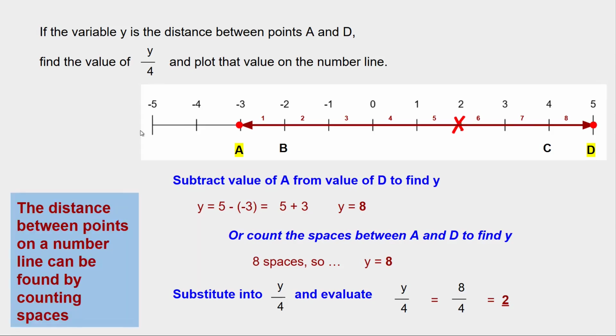The key takeaway from this video is that the distance between points on a number line can be found by counting spaces. Of course, you can always subtract if you prefer, but if you're finding that difficult, go ahead and count the spaces between the 2 points, and that should give you the correct answer and the basis for finishing the rest of the problem.